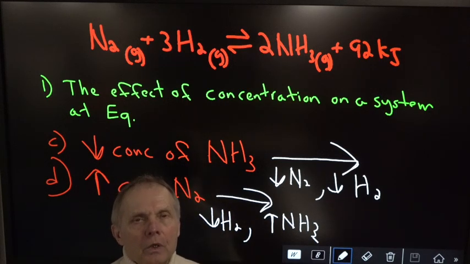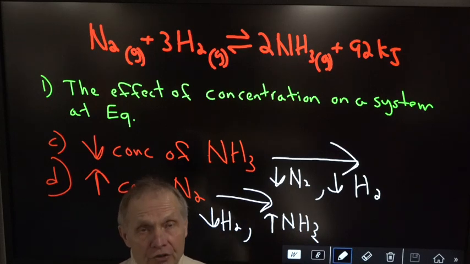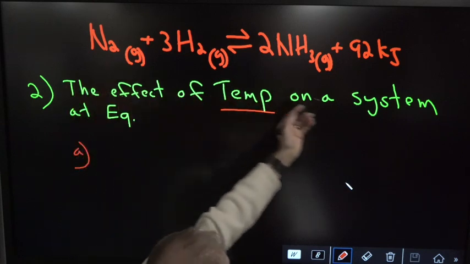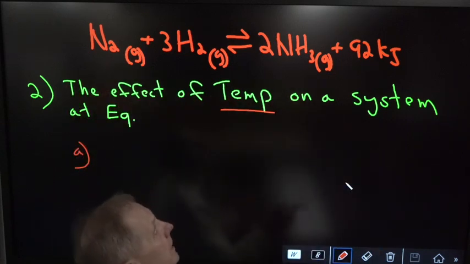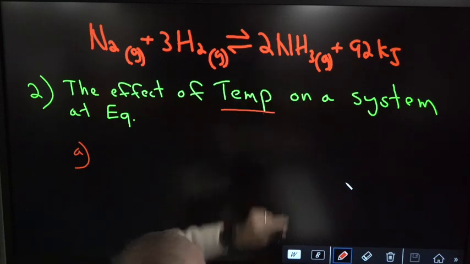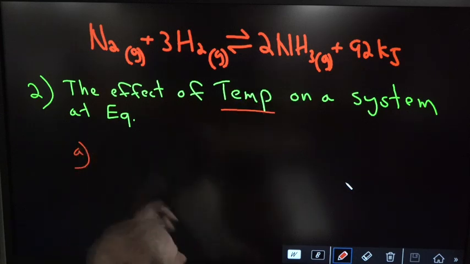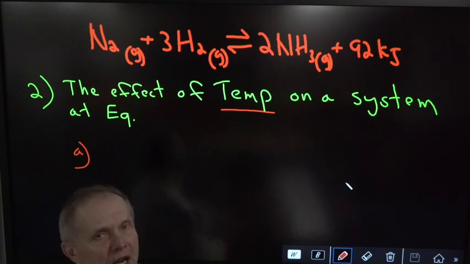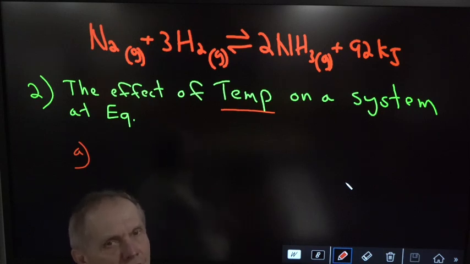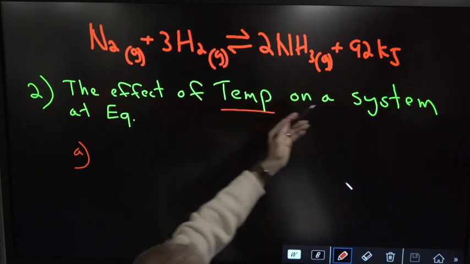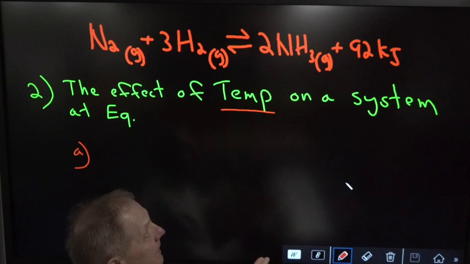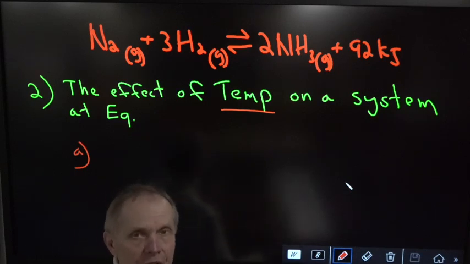The next one we're going to do is how temperature stresses the system in equilibrium. So like I said, we're going to use the same equation, the formation or the decomposition of ammonia. And for the second stress, the effect of temperature on a system at EQ, what you have to do is locate where the energy is. Is the energy with the reactants or is it with the products? Okay? Energy, in these reactions, is like heat energy or temperature.